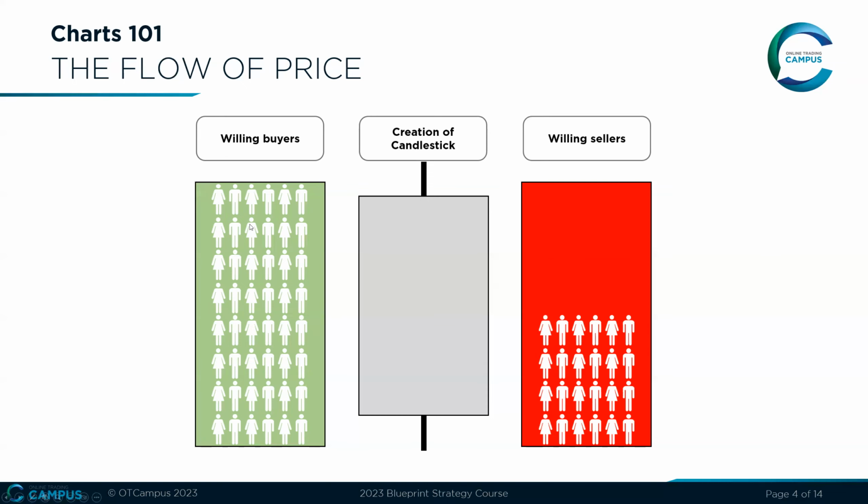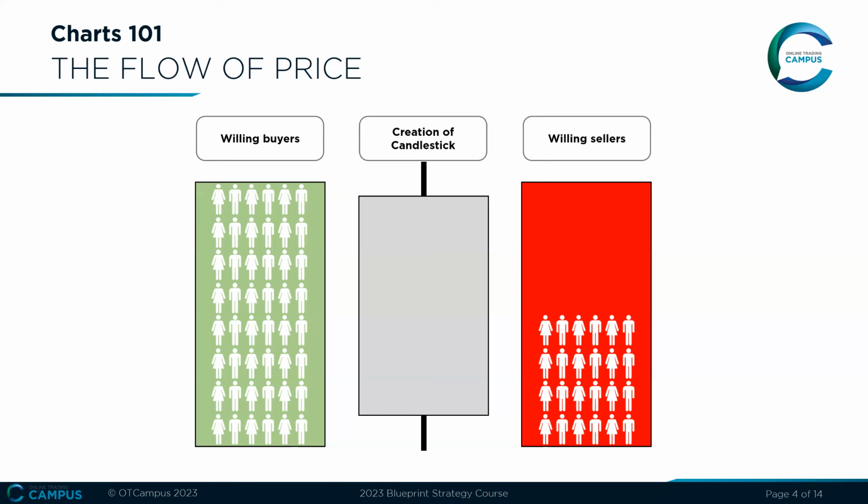We have willing buyers and we have willing sellers. For any market, for any price, there's always going to be willing buyers and willing sellers. If there's no willing buyer and if there's no willing seller, then there cannot be a matching process, and there's also not going to be a candle that's created. Right? The more transactions that are happening, the more volatile usually a market becomes.